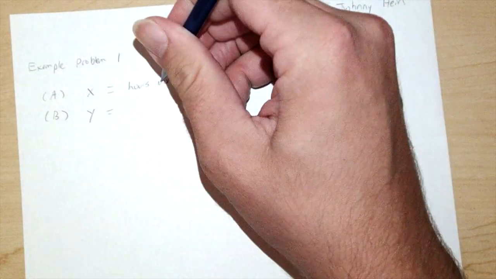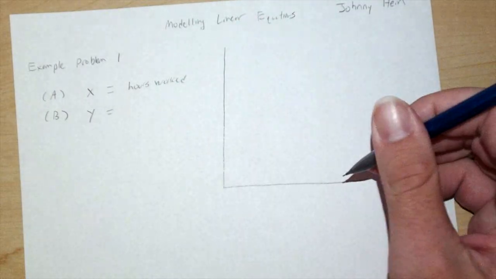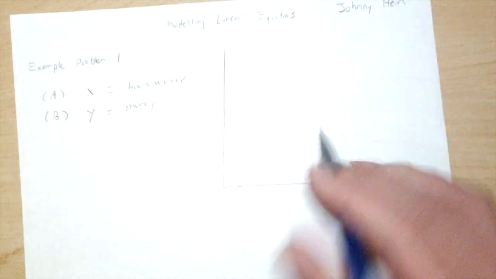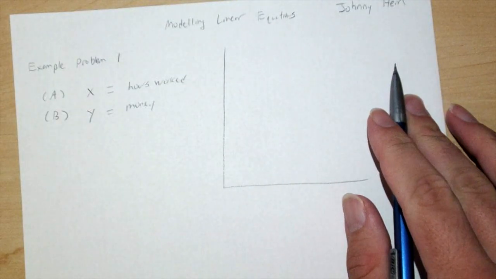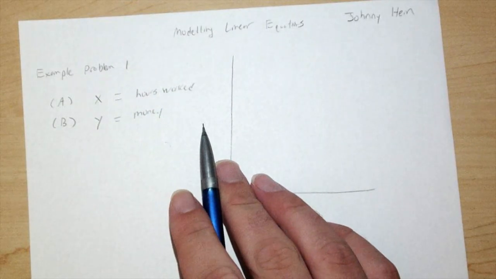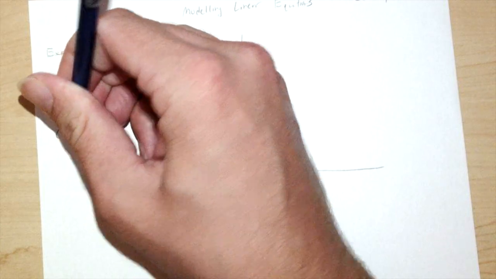Sometimes my handwriting is awful. That's a W. Hours worked, not worked. And money. And we know that they go up at the same time. This is not always going to be the case, but these are our two variables. Now we're trying to figure out how we can create a linear equation for those two variables.